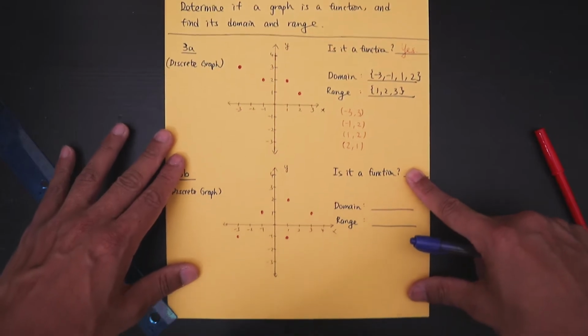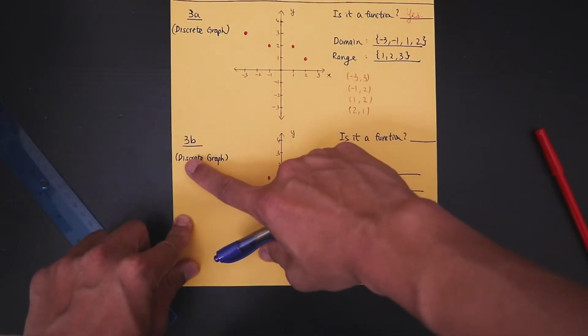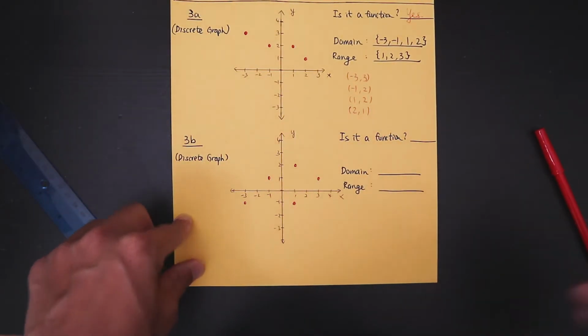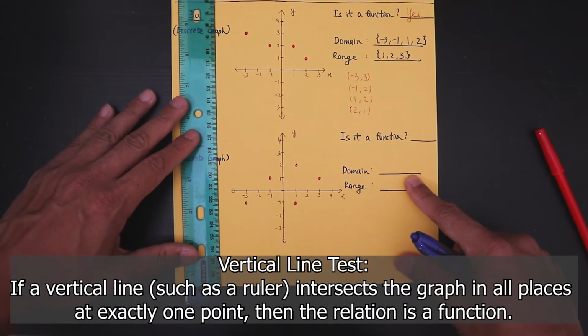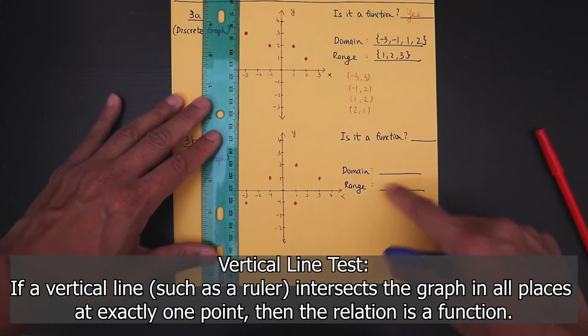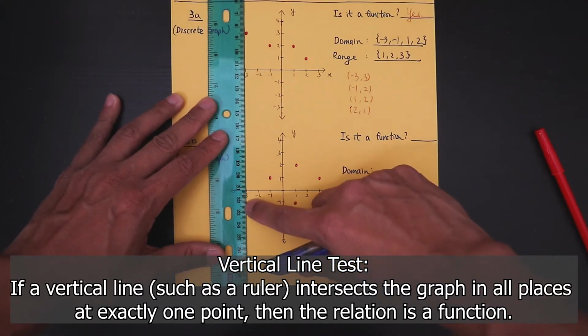Let's take a look at another example, another discrete graph. Again, discrete means just a bunch of dots in a graph with no lines. Well, in this case, we're going to do a vertical line test. Again, we're going to scan the graph from left to right. So starting here, I see that there's only 1 dot touching the ruler.